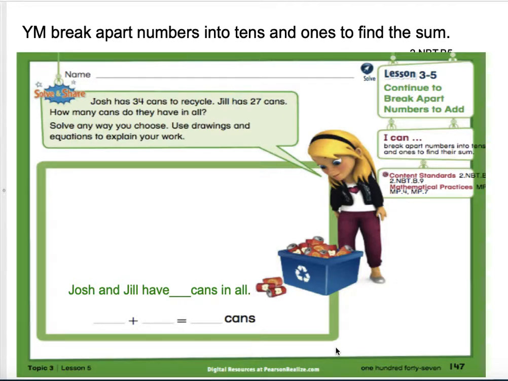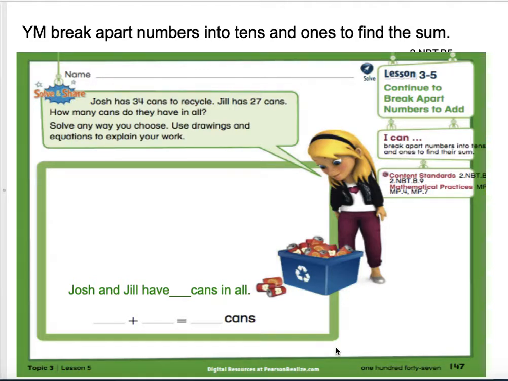We've already learned many ways to add. You could use a number chart, you can count up on a number line, and you can break apart the numbers to add. Please pause the video and come back when you're finished.